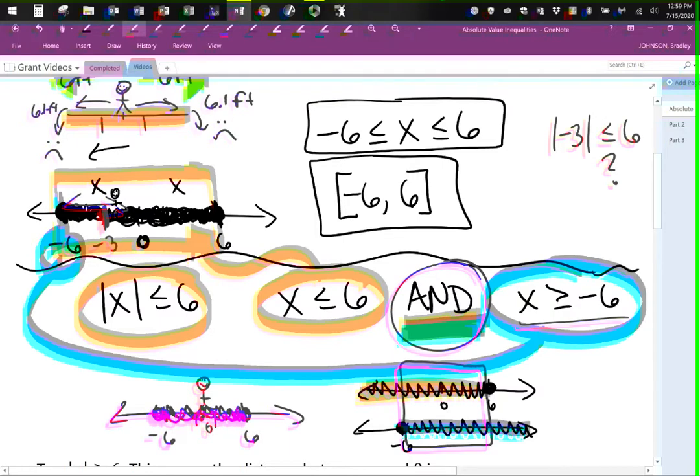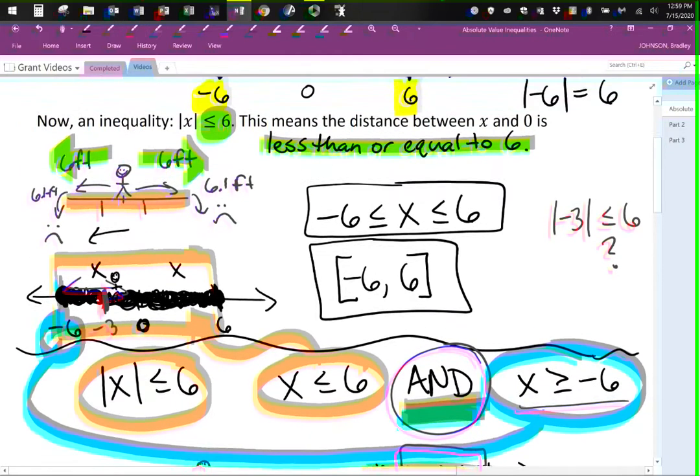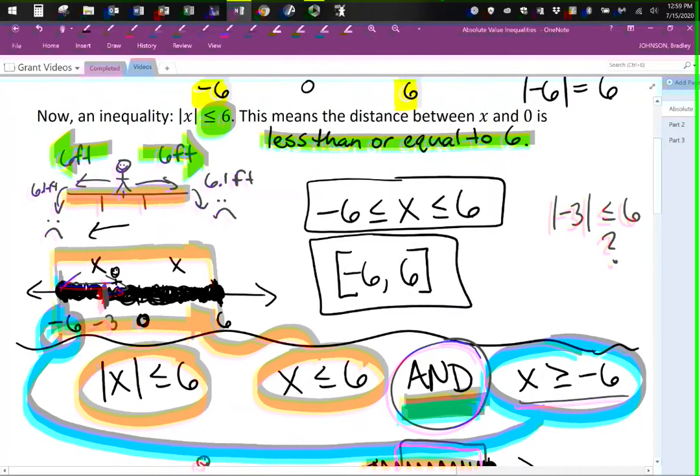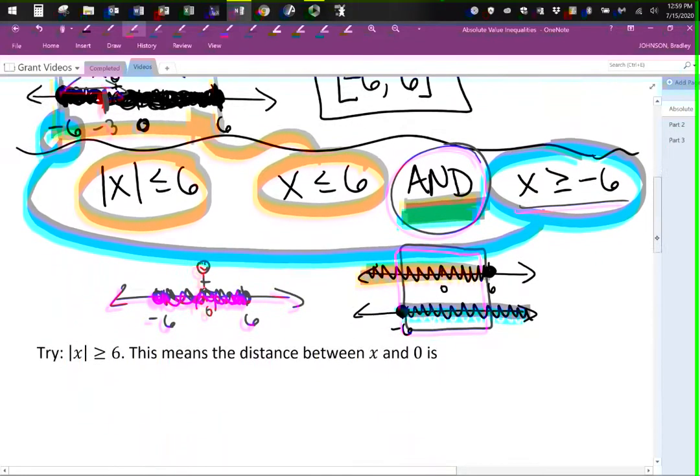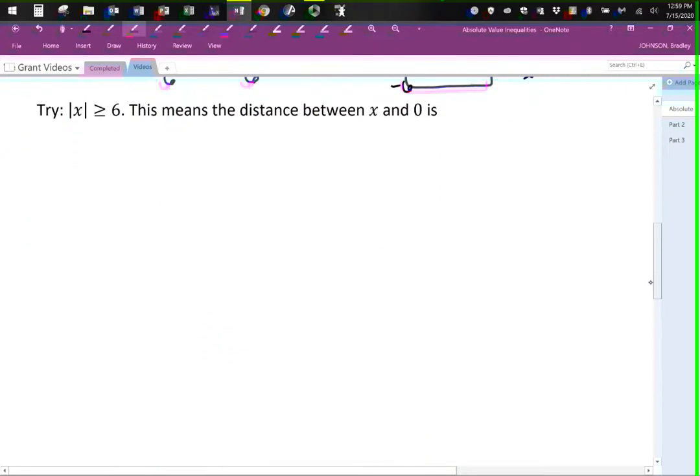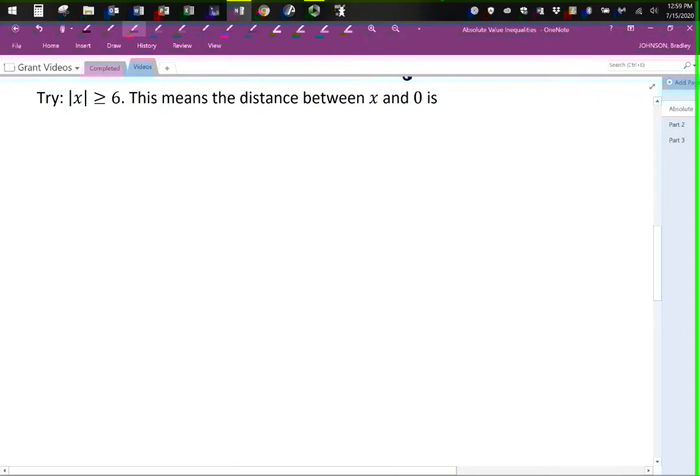Okay, so that's one way to think about when you are dealing with an inequality with less than or equal to. This also works a similar way with less than only, strictly less than. You just won't have the equal to, and when you don't have the equal to, well, then you'll have to use parentheses instead of brackets, and you'll leave the end like 6 feet away. You'll leave the end parts open. But we'll get to an example of that later on in part 2 or part 3 of the video. So let's deal with an example where we now have absolute value greater than or equal to 6.